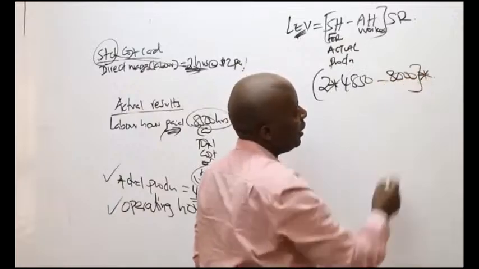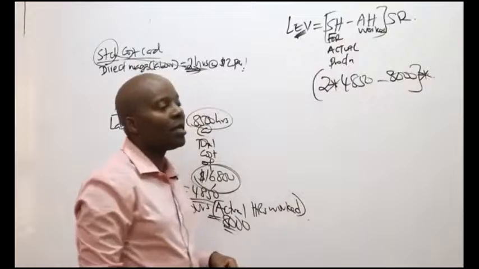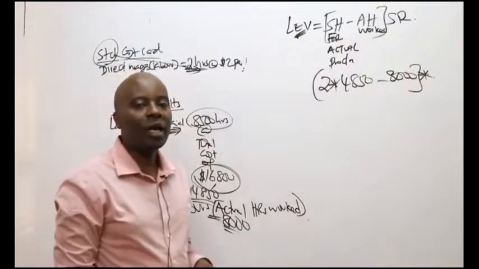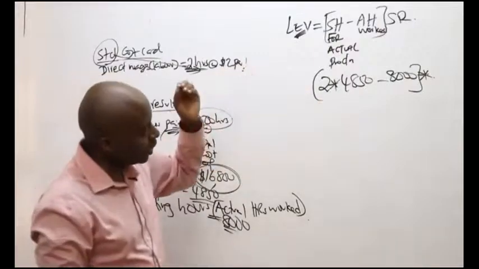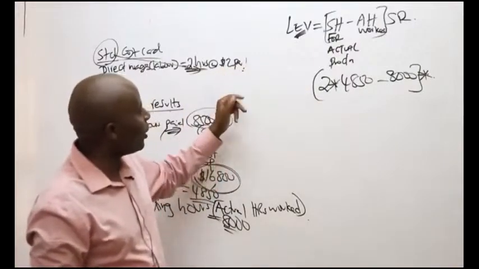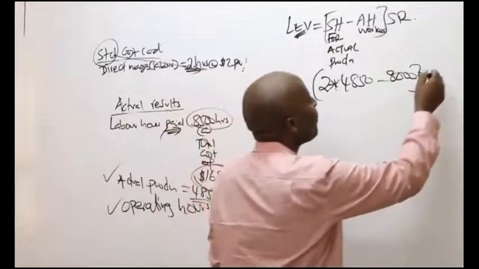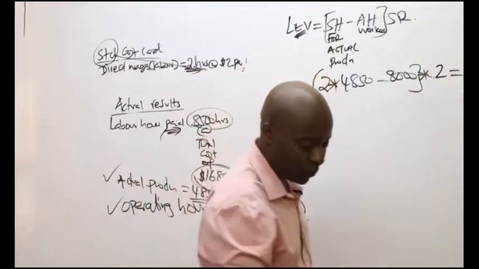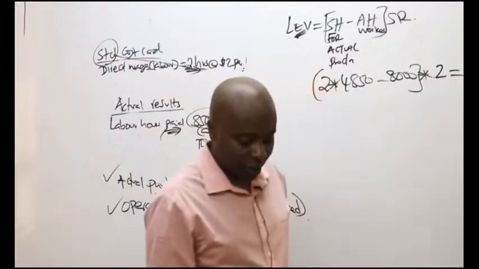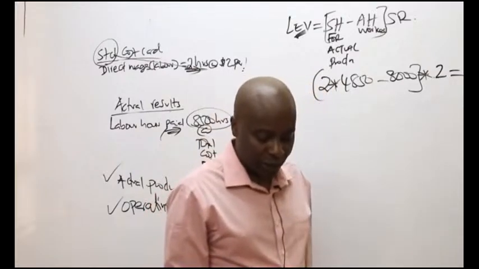Outside here, we have the standard rate per hour. Remember, capital SR is the standard rate for every 1 hour. The standard rate per hour here is 2. So could you kindly give me an answer there?